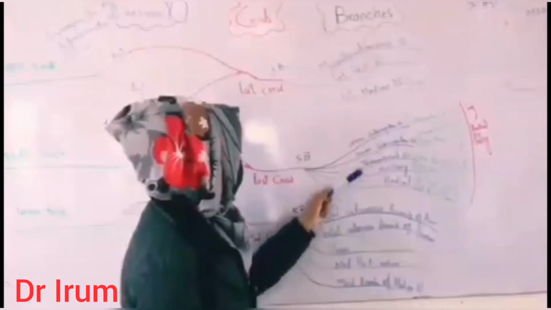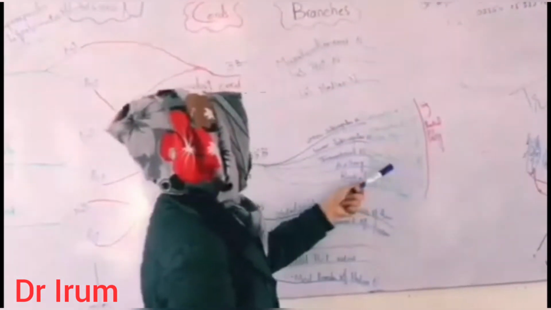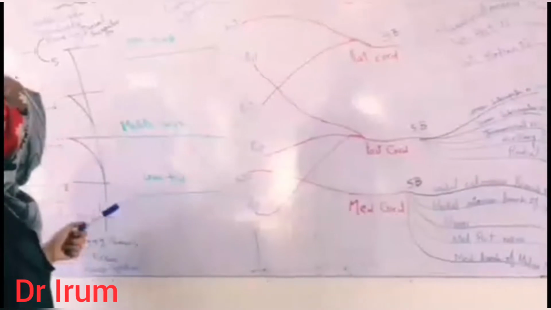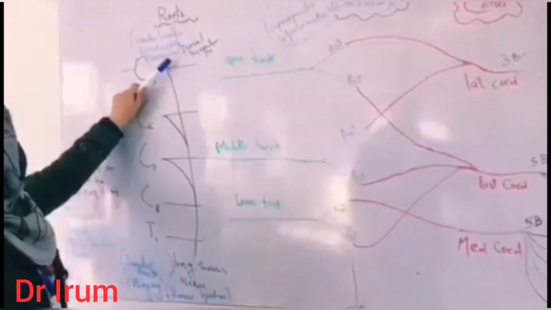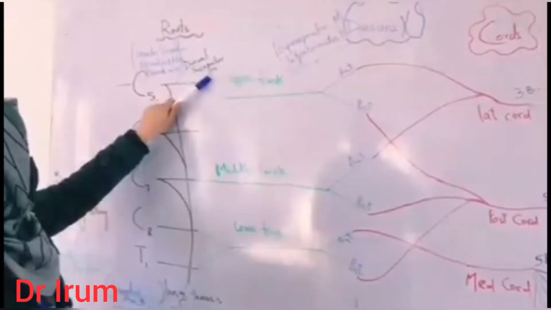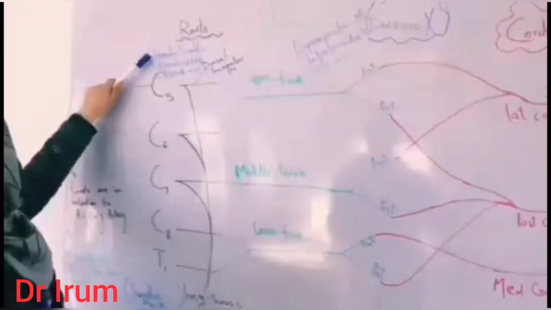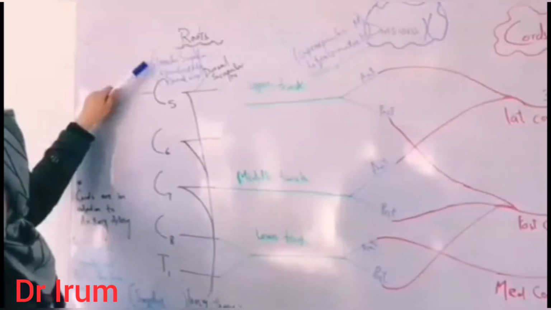If injury to the posterior cord takes place, then radial palsy results. C5 gives another branch, that is the dorsal scapular nerve. It supplies 3 muscles: levator scapulae, rhomboid major and rhomboid minor.